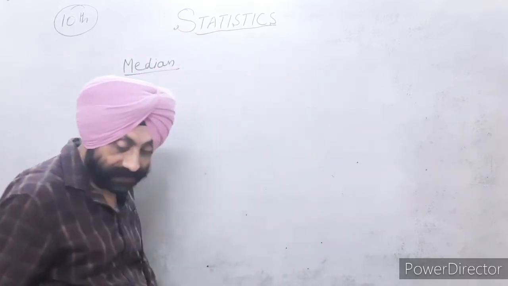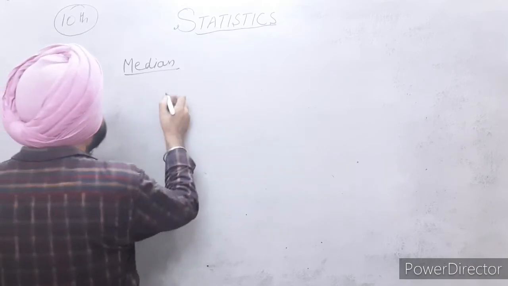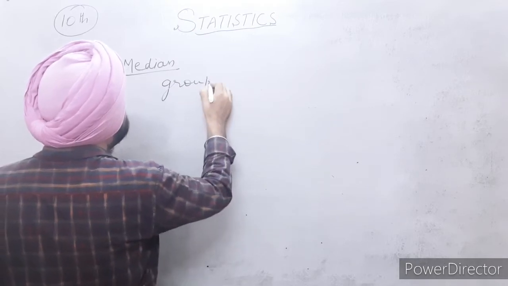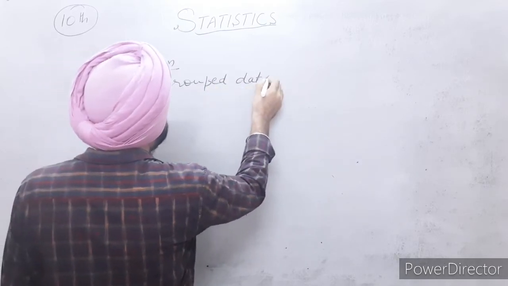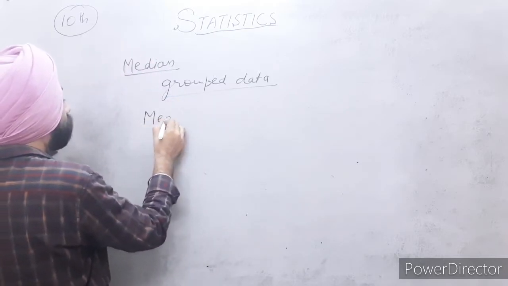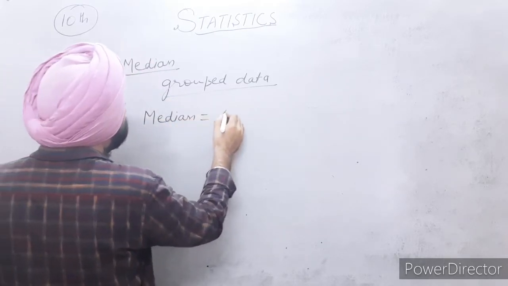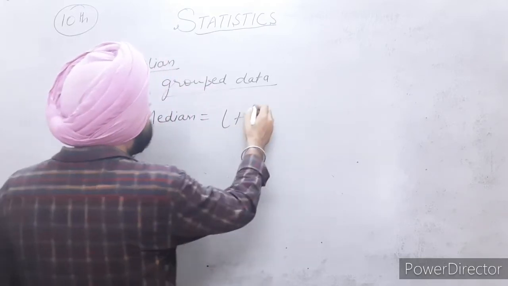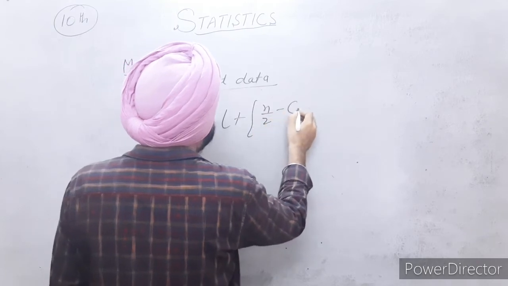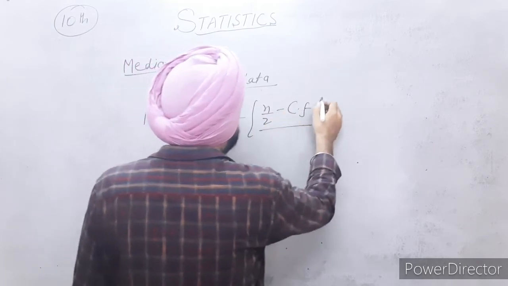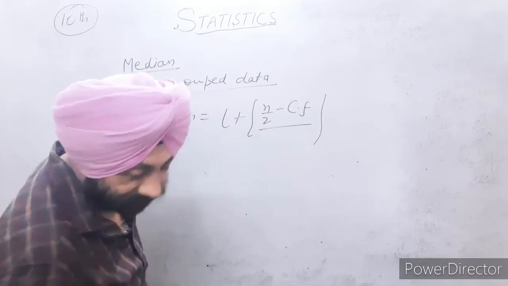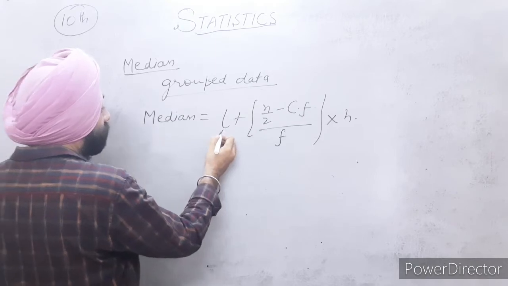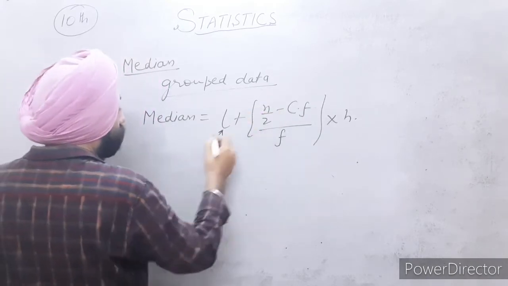Now the formula for grouped data is: median equals L plus, (n by 2 minus Cf) divided by f, into h. Now what does this mean? What is n by 2?